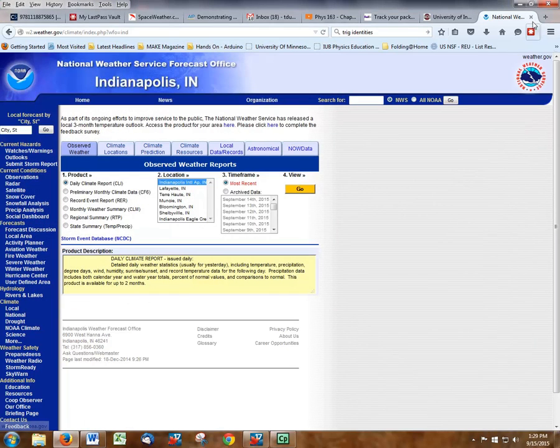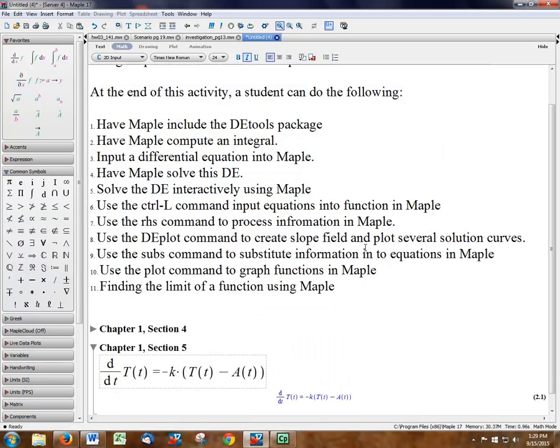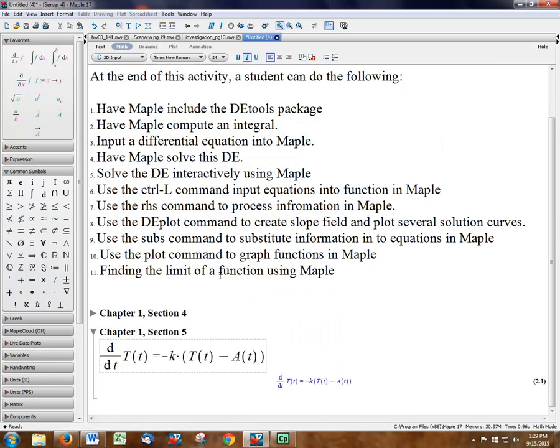So if we get back to that, let's go back to Maple. You can pick any U.S. city you want to do. I believe the problem has you choose the summer, July, but that's how you get the temperatures you need to help you solve this problem they're asking you to solve.